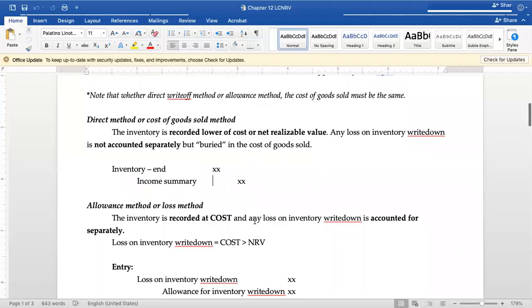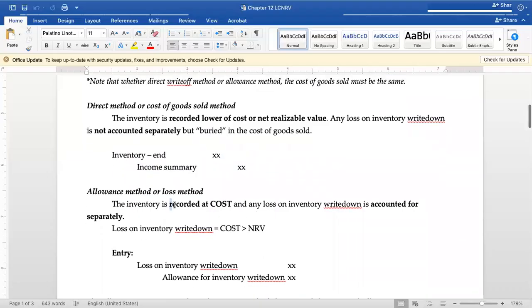Okay, how about allowance method or loss method? The inventory is recorded first at cost, and any loss on inventory write-down is accounted for separately. So in allowance or loss method, we record the inventory at cost. Tapos if naaay inventory write-down, loss on inventory write-down, then we account it for separately. Diba, naa tay loss on inventory write-down if the net realizable value is lower than your cost, or your cost is greater than your net realizable value. So, naa tay loss on inventory write-down if the cost is greater than net realizable value or the net realizable value is lower than the cost.